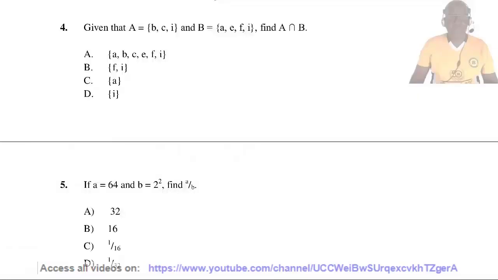Question 4. Given that the set A equals {B, C, I} and B equals {A, E, F, I}, find A intersection B. The element I is common to A and B. So A intersection B equals {I}. So the answer is D.